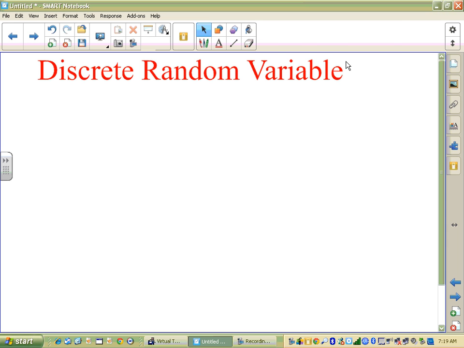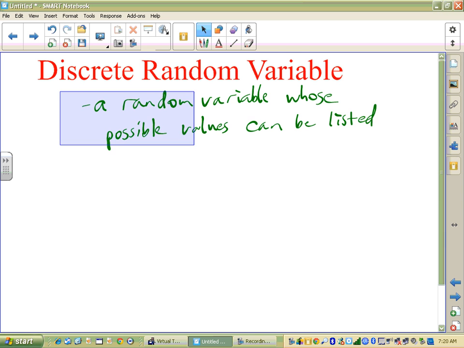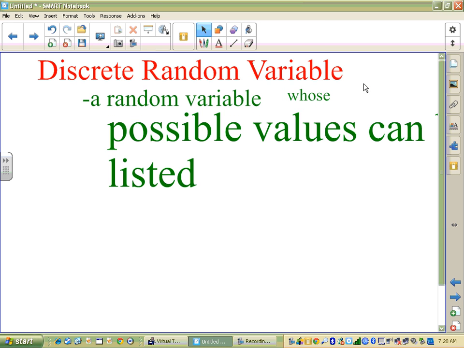Discretion in this context means it's finite. It means you can't have an infinite amount. There's a listable amount. I know listable is not a word, but it's a random variable whose possible values can be listed. A random variable whose possible values can be listed.